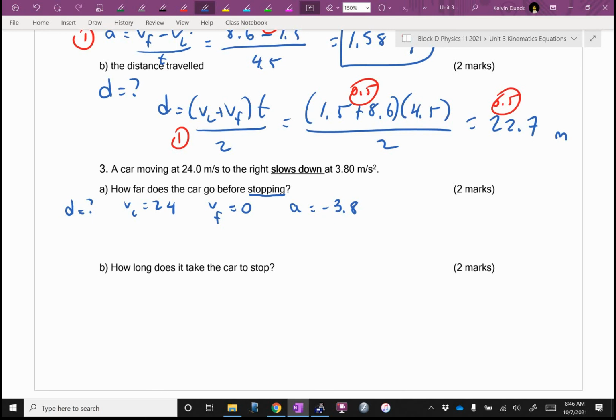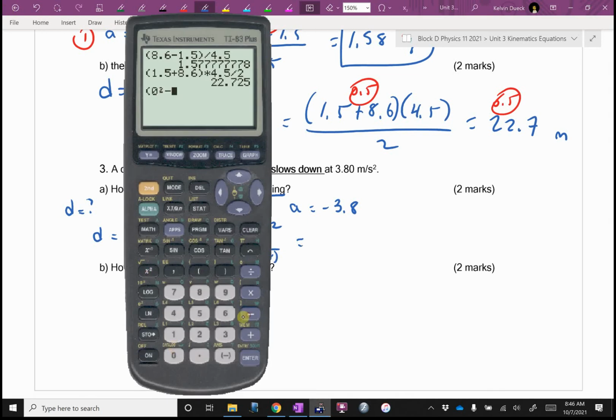Which equation, Zach? If you wrote down VF squared equals VI squared plus 2AD, I'll give you a half mark. Can you get the D by itself? I'll give you a hint. D equals. Yes. So it's going to be 24 squared. No, Mr. Dewick. It's going to be 0 squared minus 24 squared all over 2 times negative 3.8. Bracket 0 squared minus 24 squared all over bracket 2 times negative 3.8.